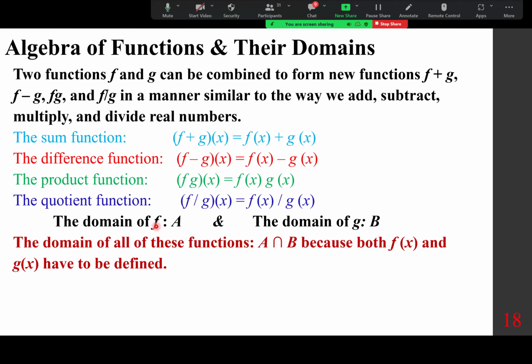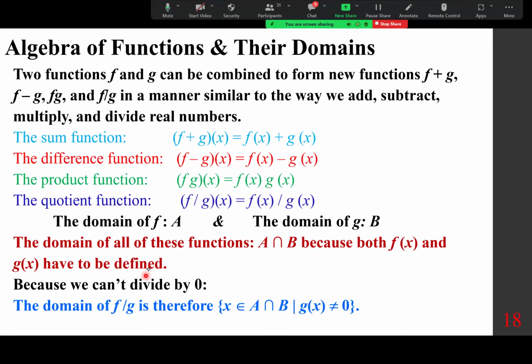If the domain for function f is A and the domain for function g is B, the domain of all of these functions would be A intersection B. What's in common? A intersection B, because both f of x and g of x have to be defined.